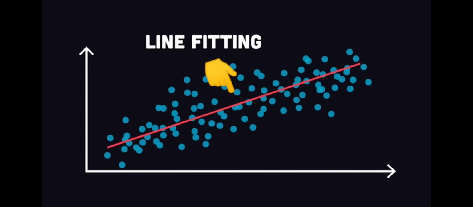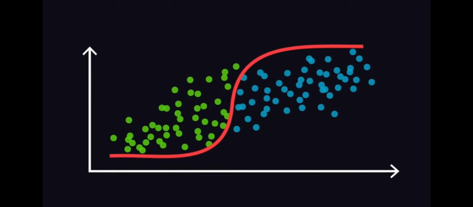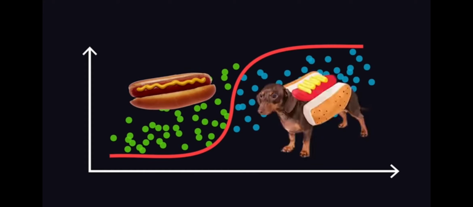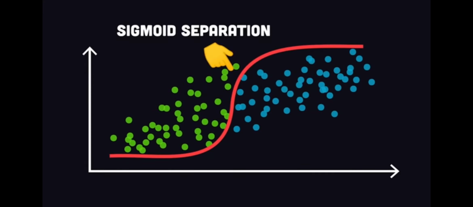However, logistic regression is used for an entirely different set of problems, like classification. Maybe an app that predicts if an image is a hot dog or not a hot dog. In this case, the relationship is not linear, but rather a sigmoid function, which might predict the probability that a Boolean variable is true or false.